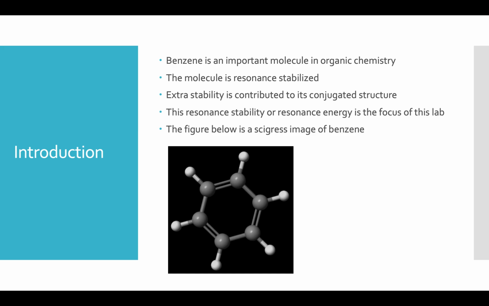Benzene is unique because it is resonance stabilized. This extra stability is attributed to its conjugated structure, in which there are 3 pi bonds. These pi bonds are delocalized around the molecule, providing it the extra stability. This extra stability is the focus of this lab, and the determination of how much extra it is stabilized is the end goal. The figure at the bottom of the screen is a generated image of a benzene molecule.